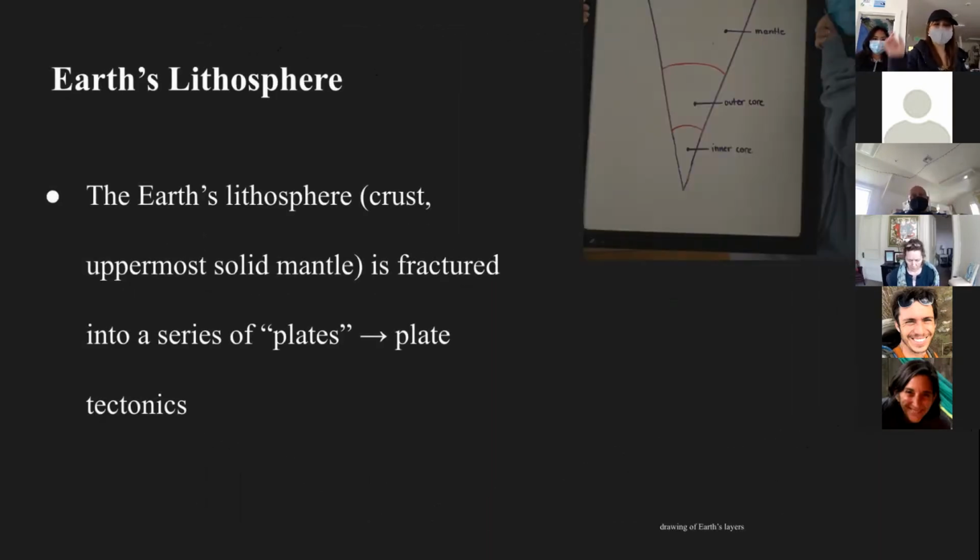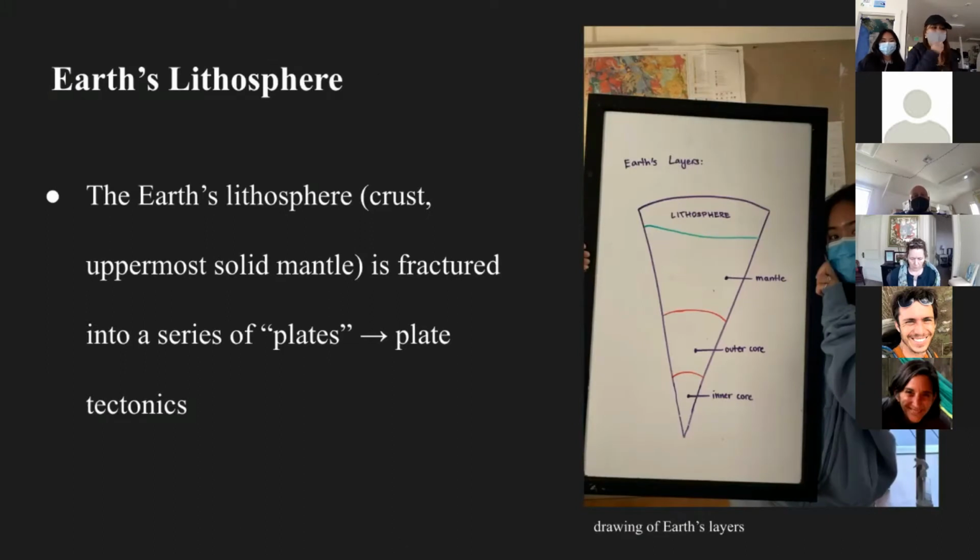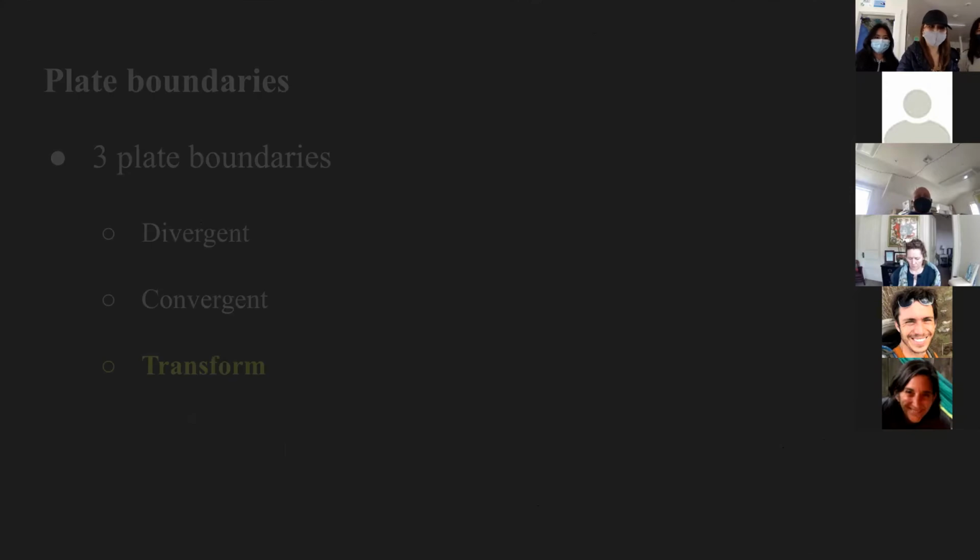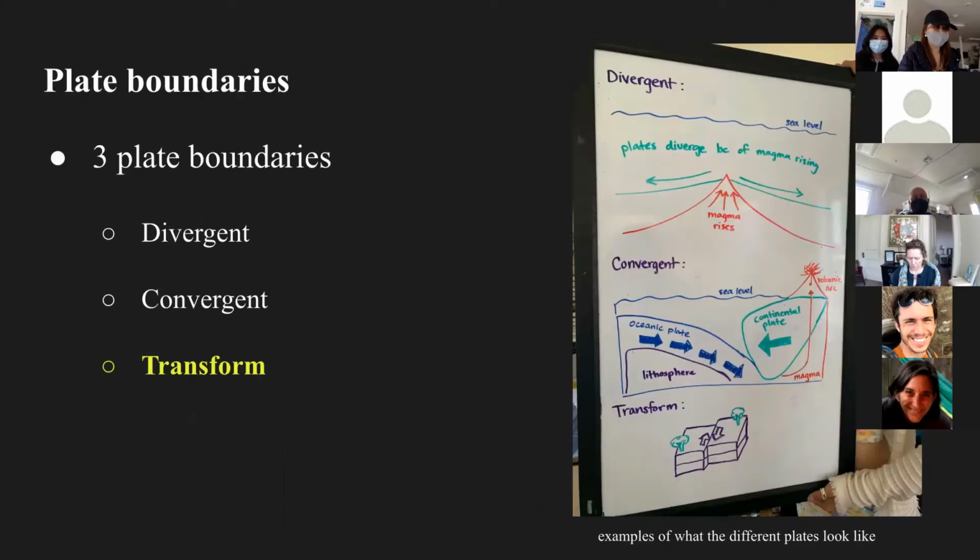As you can see from this picture, which is to scale, Earth's lithosphere is the uppermost layer of the Earth, aka the crust, fractured into a series of plates, and these plates are called the plate tectonics. There are three types of plate boundaries: divergent, convergent, and transform. The image on the right is an example of how the boundaries work.